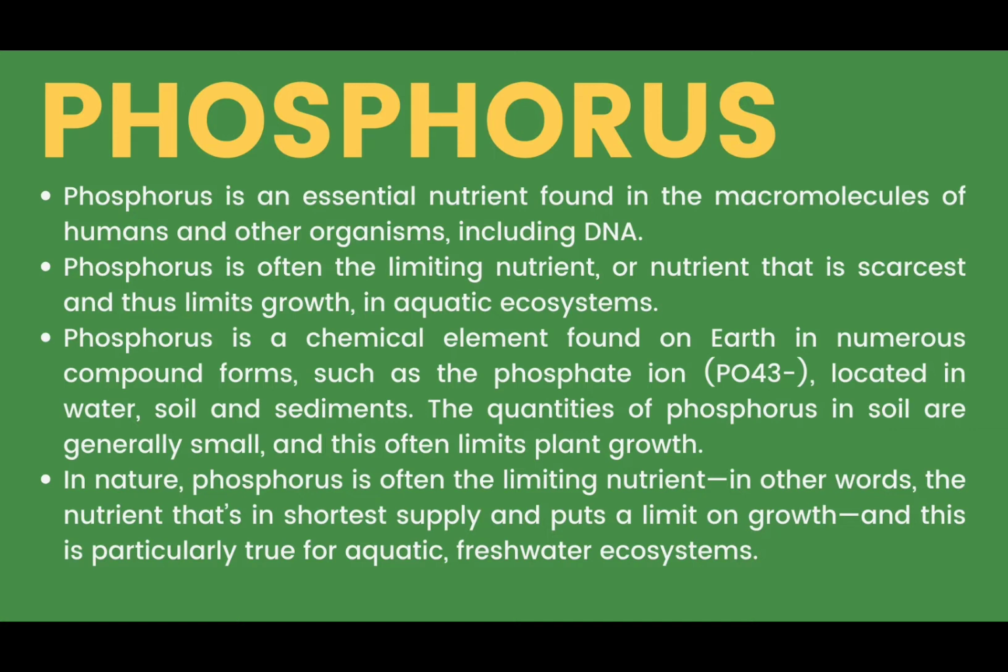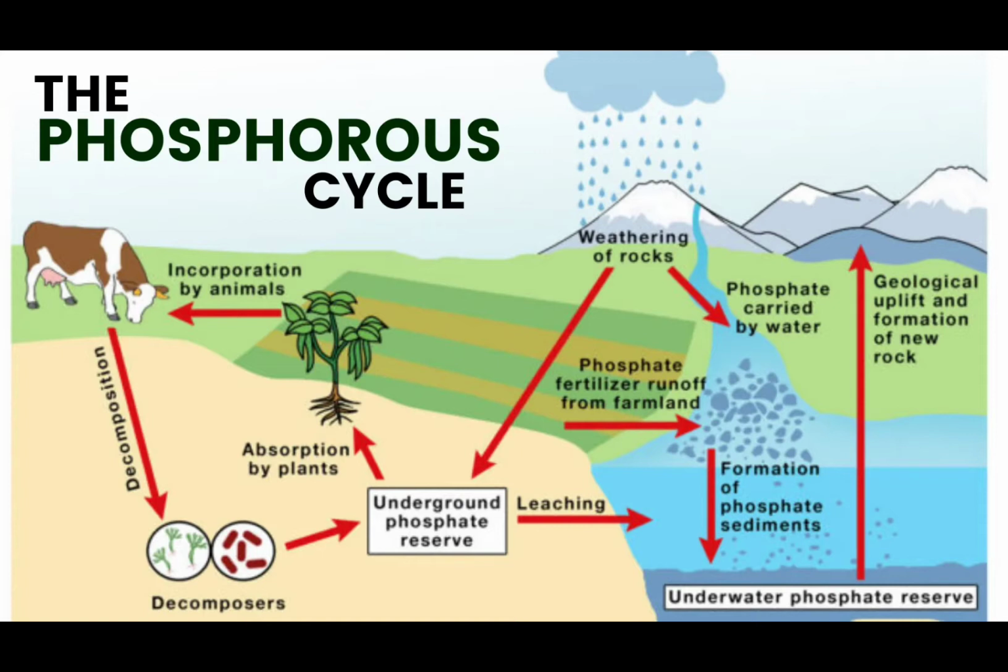Phosphorus is a chemical element found on Earth in numerous compound forms, such as the phosphate ion located in water, soil, and sediments. The quantities of phosphorus in soil are generally small, and this often limits plant growth. In nature, phosphorus is often the limiting nutrient. In other words, the nutrient that's in shortest supply and puts a limit on growth, and this is particularly true for aquatic freshwater ecosystems. The following are important steps of the phosphorus cycle.